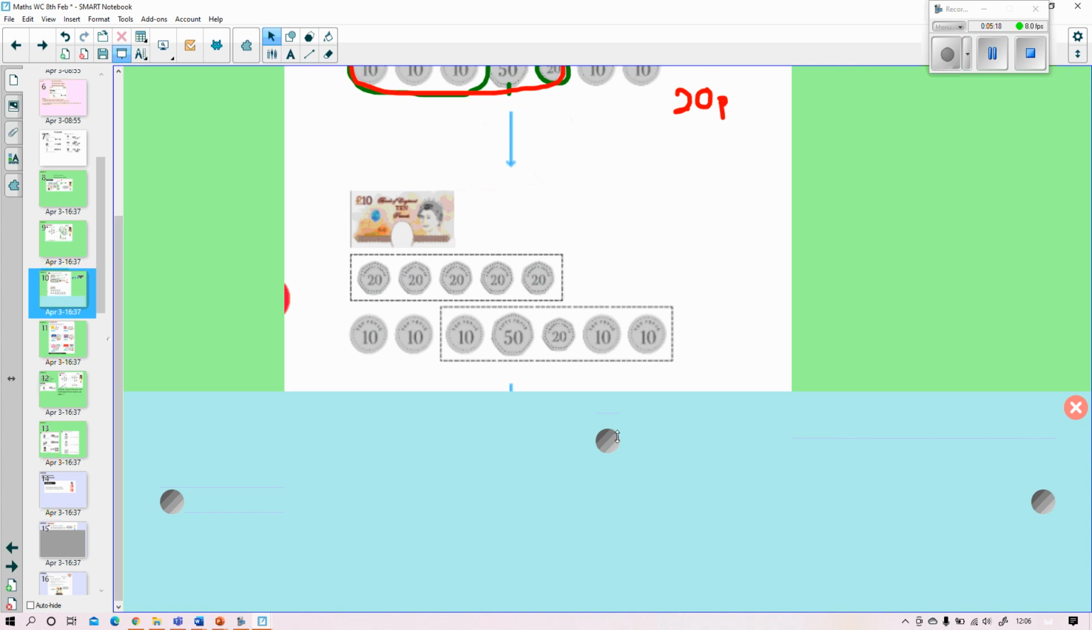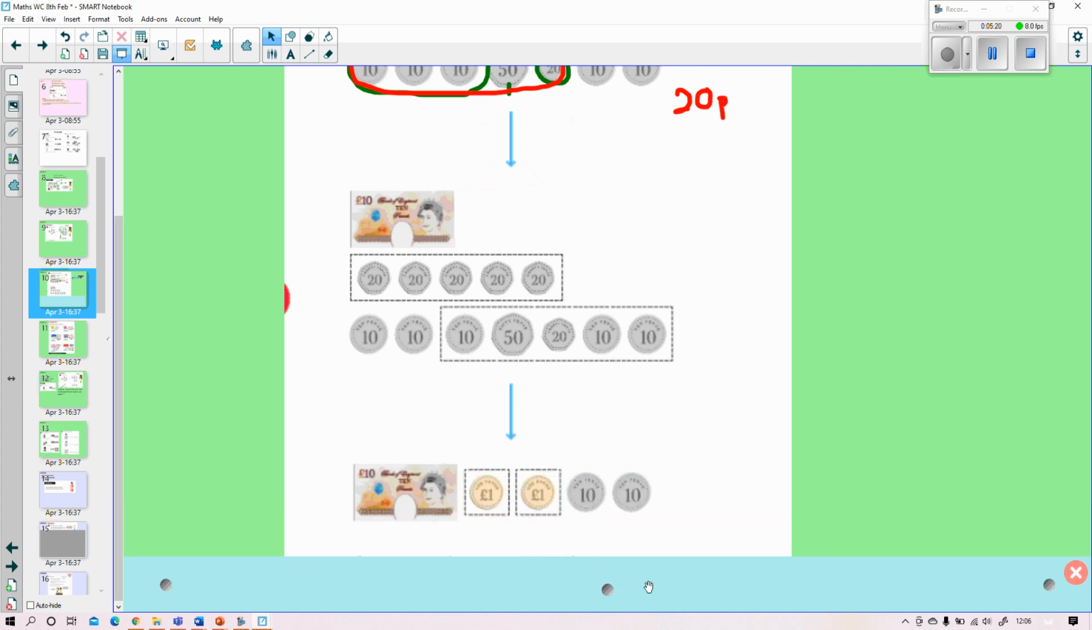Okay, we can show that like this. Okay, here are my whole pounds. 10, 1 whole pound, 2 whole pounds, and 10 left over. I did mine the other way, but whichever way you've done it, this left side or right side, as long as you've ended up with £2.